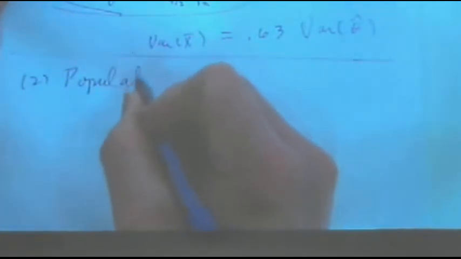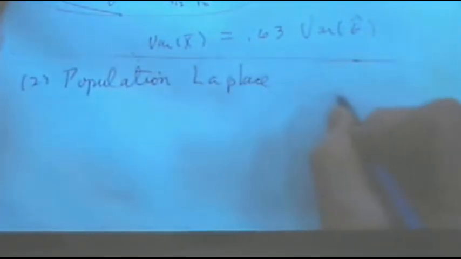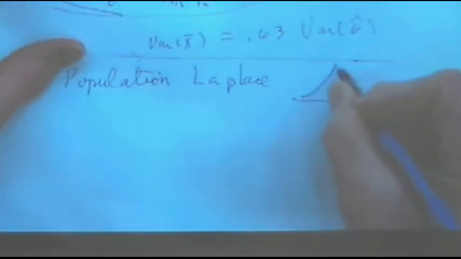Well, maybe you're a proponent of the median, right? And you can say, well, you're not sampling from a normal, you're sampling from a Laplace. So if you change the game a little bit and say, no, it's not normal, the population is double exponential, Laplace, and now the density looks like this.